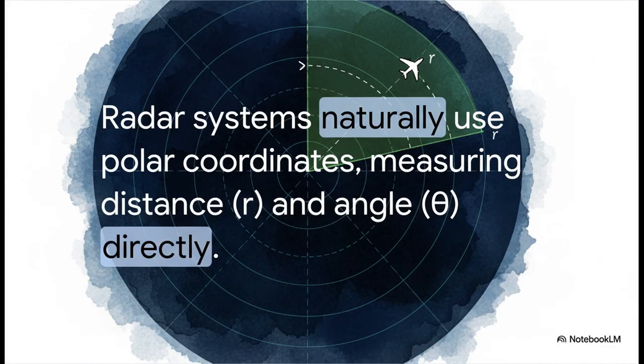And there's a really good reason for it. Radar systems are built from the ground up to work this way. The antenna spins around to find the angle, theta, and a radio pulse shoots out to measure the distance, r. It's not calculating some x and y position, it's measuring distance and direction directly. For a job like that, polar coordinates aren't just a different way of doing things, they are the better way.